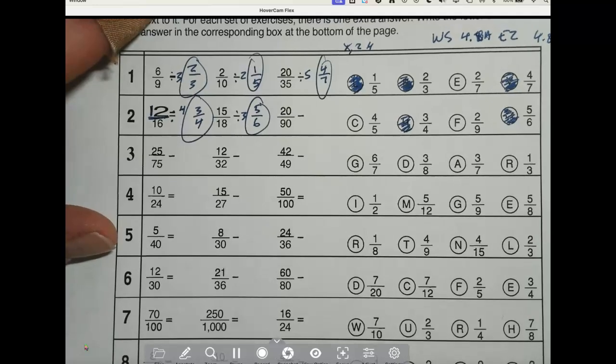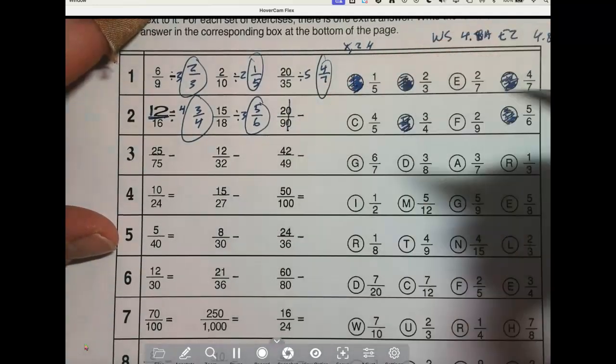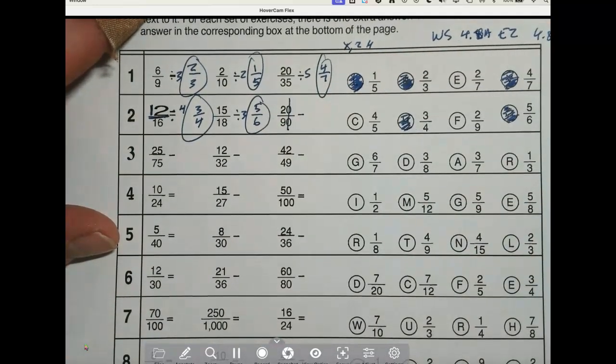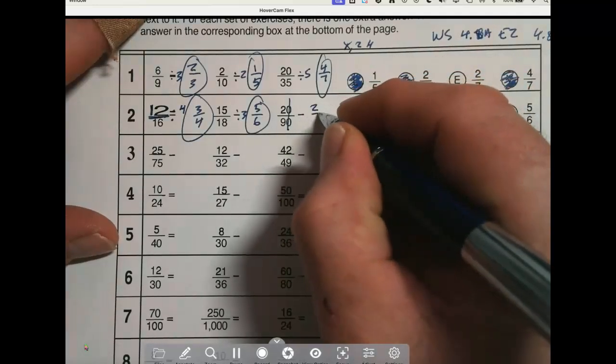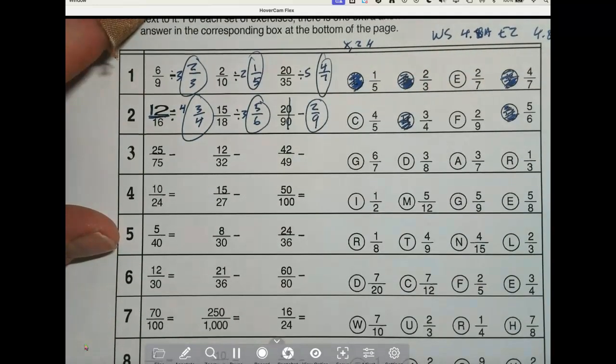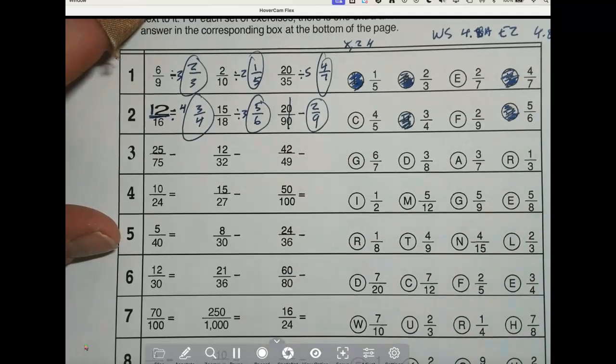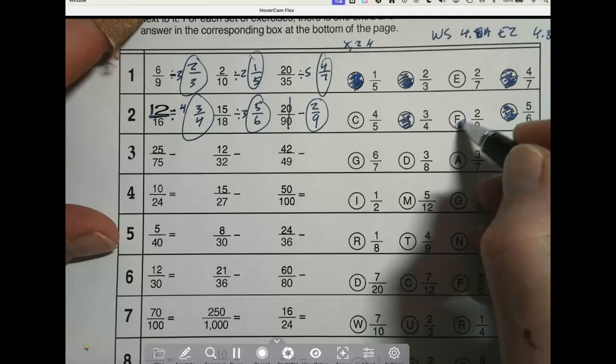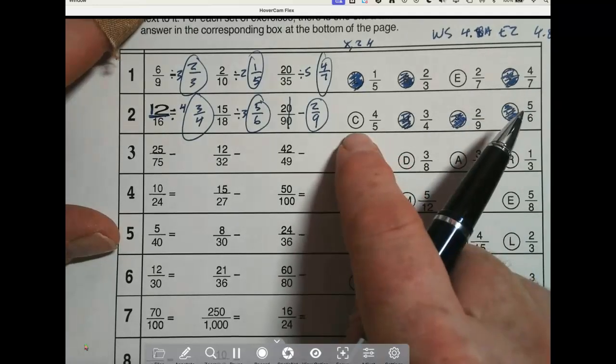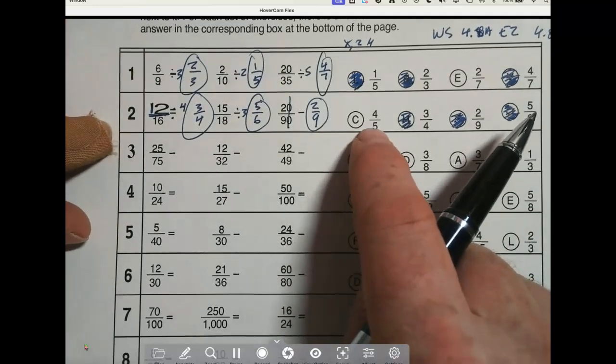And I got 20/90. Well, I can divide these both by 10. I'm just going to cross out the zeros. Now I got 2/9. Am I done? Let's see. Well, the only numbers that go into 2 are 1 and 2, and 2 doesn't go into 9, so yeah, we're done. 2/9 is over here. I'm going to get rid of that. And I've got C left over here, 4/5.